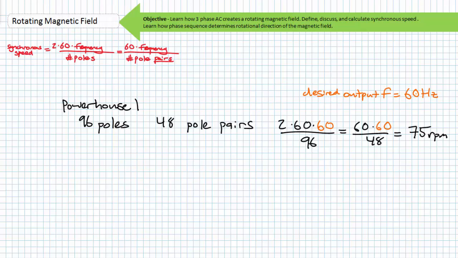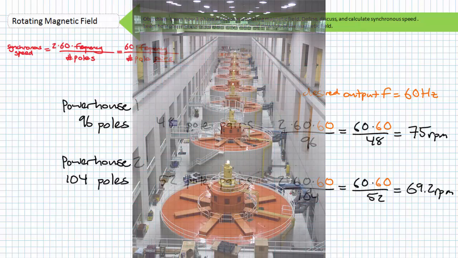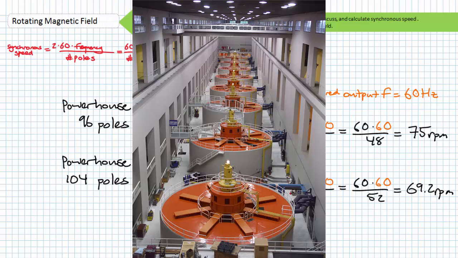These generators can rotate at a relatively slow rate of 75 RPM to produce the desired 60 Hz AC. Powerhouse 2 on the Washington side features a couple generators with more poles, 104 to be exact, or 52 pole pairs, to produce the desired 60 Hz AC output at a slightly slower input speed of 69.2 RPM. If you've ever been inside this facility, you'll immediately realize how incredibly large a direct drive turbine has to be, especially one designed to produce 43 to 66 megawatts of power.